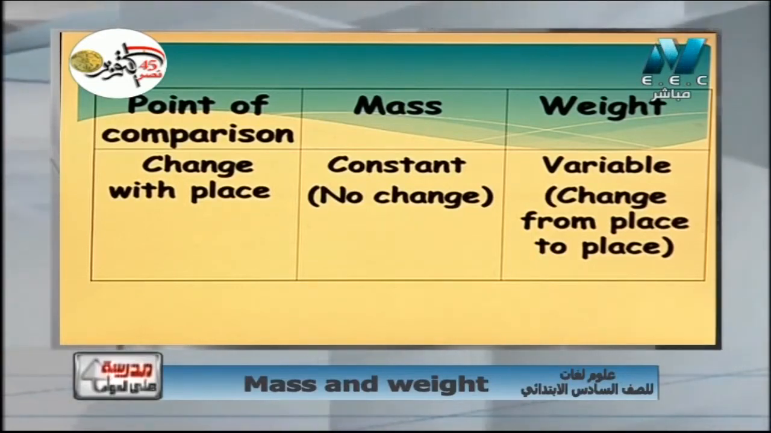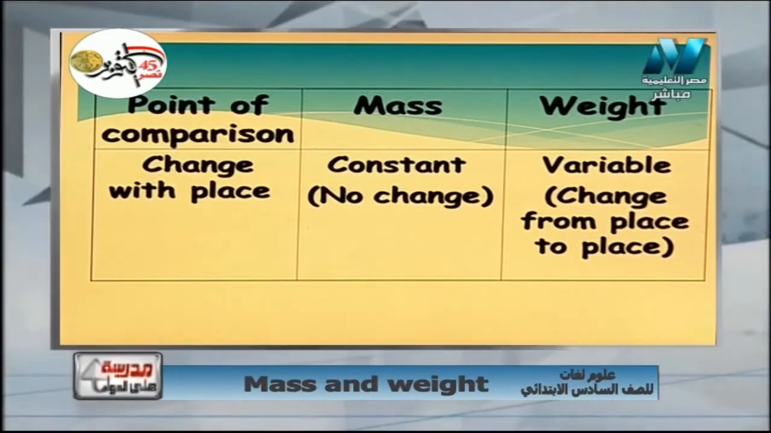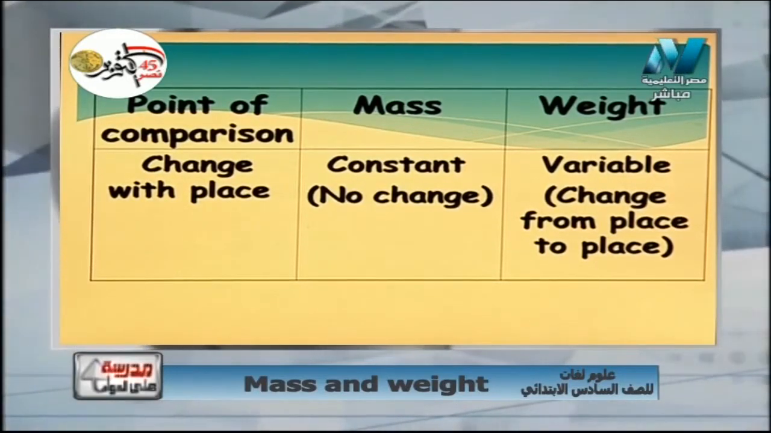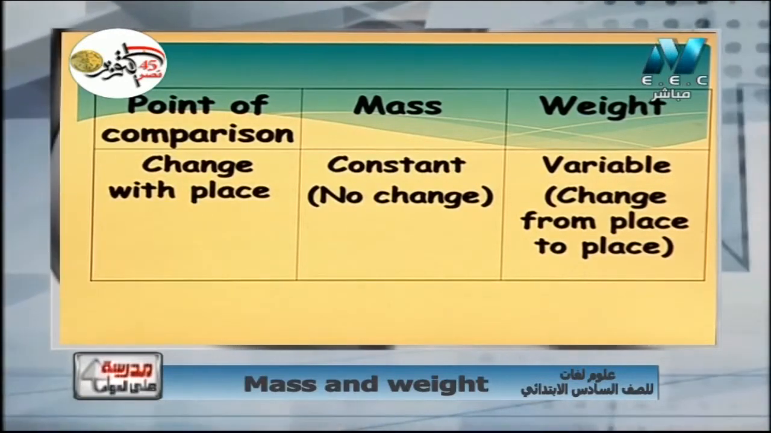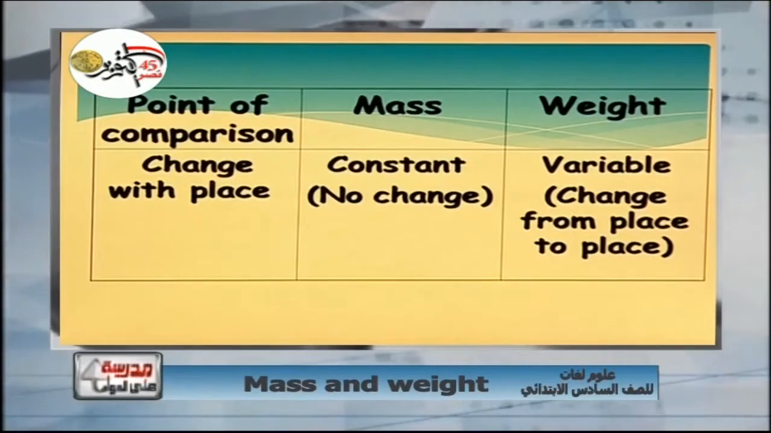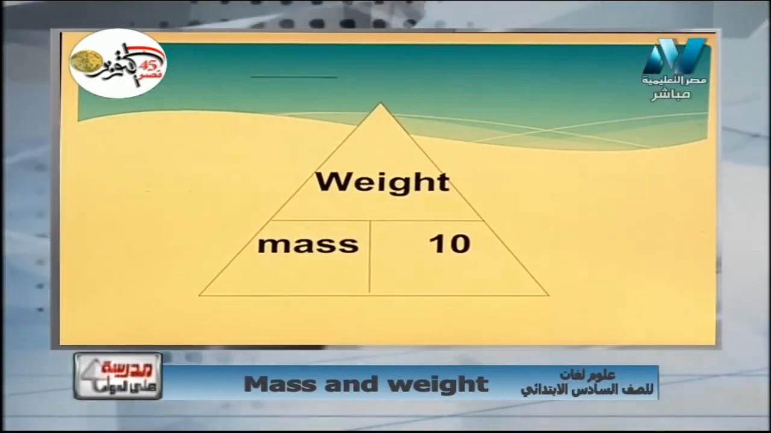ليه؟ Because it depends on the place and it depends on the distance from the planet center. الويت قلنا ليه أكتر من فاكتور بتغير تغييرهم، عشان كده دايما الويت هنقول عليه variable أو متغير، لكن الماس constant. So now let us study the rules to how to solve the problem of mass and weight.